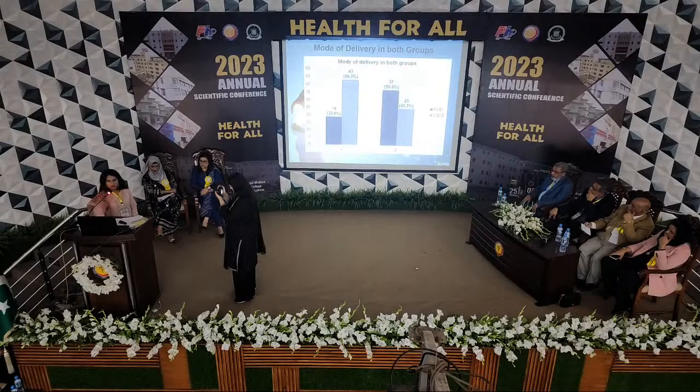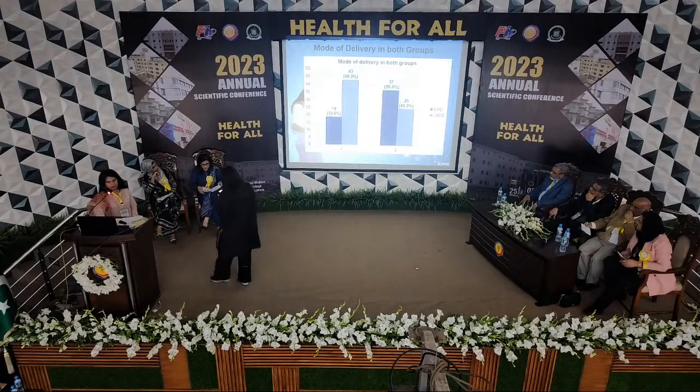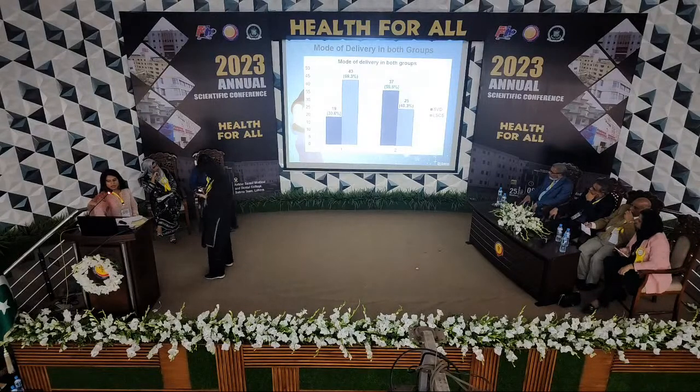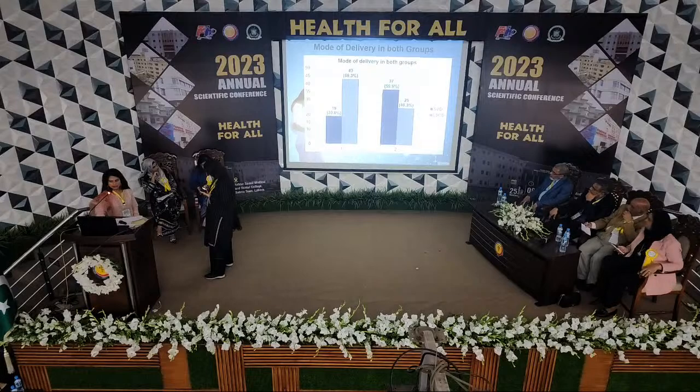Coming to the mode of delivery in both groups. The darker bar shows the SVD rate, while the lighter color bar shows the lower segment cesarean section. As we can see, in group 1 patients, only 30% had SVD, while 69.3% had lower segment cesarean section. But the ratio was reversed in group 2 patients. In group 2, 59.6% of patients underwent SVD, while 40.3% had lower segment cesarean section.